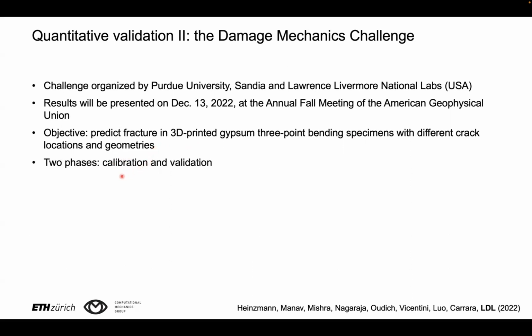There have been two phases in this challenge. In the first phase, some experimental data were given for calibration of a damage or fracture mechanics model. And in the second phase, a blind prediction is taking place by the groups taking part in this challenge, and this blind prediction will then be compared with the true experimental results of these additional tests, and the comparison will be shown on December 13.